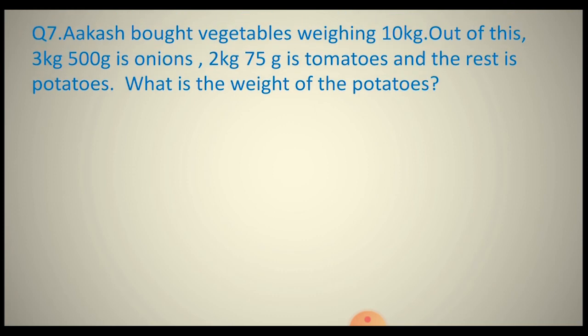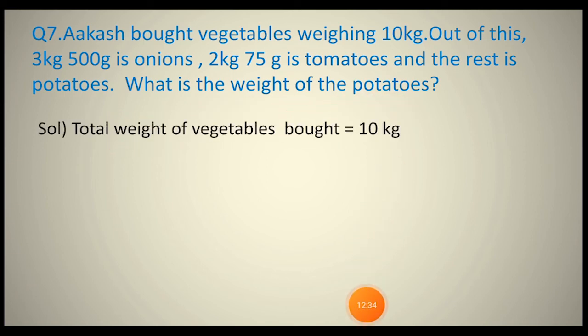In the same way, come to question number 7 here, children. That is, Akash bought vegetables weighing 10 kg. Out of this, 3 kg 500 gram is onion, and 2 kg 75 gram is tomatoes, and the rest is potatoes. What is the weight of the potatoes we have to find? So let us solve this word problem. First we'll mention all the information from this question.